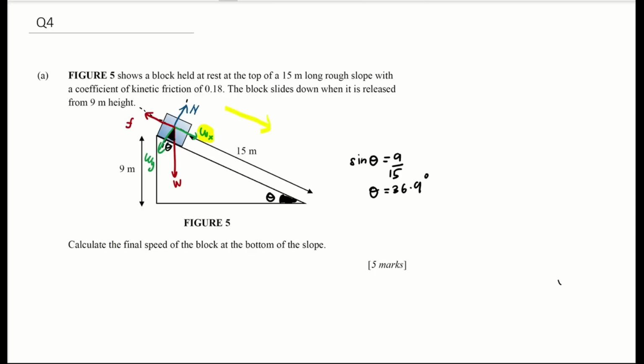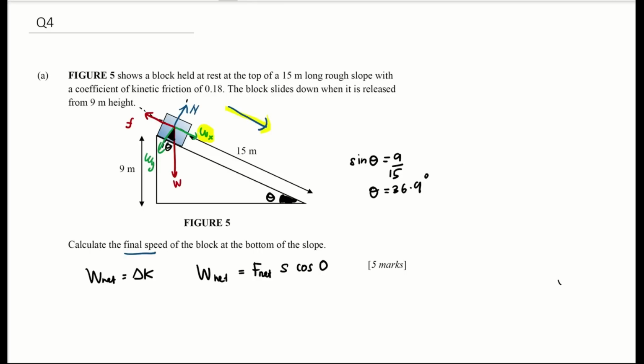Okay, so now calculate the final speed of the block at the bottom of the slope. Bila kita nak kira final speed, kita boleh kira menggunakan work energy theorem, where W net is equal to the change of the kinetic energy. So W net tu adalah total work. Kita boleh kira juga gunakan formula F net s cos theta. In this case, theta kita adalah 0.